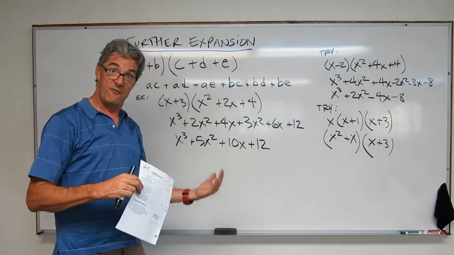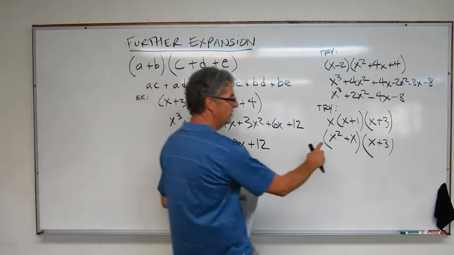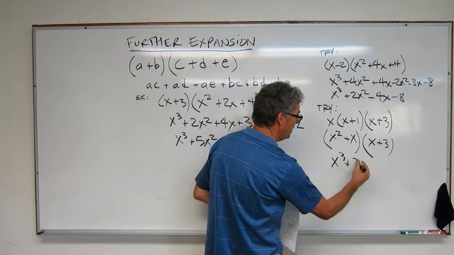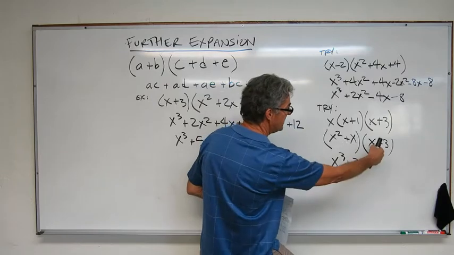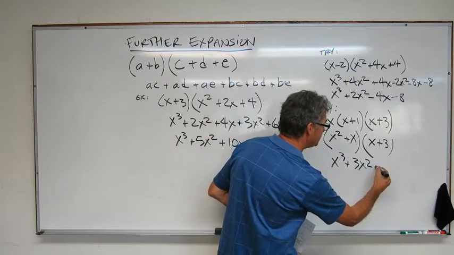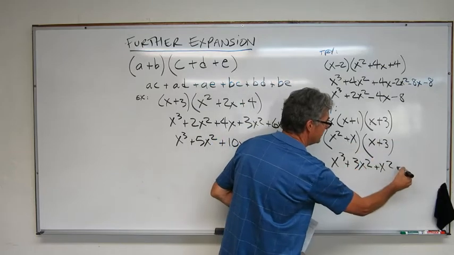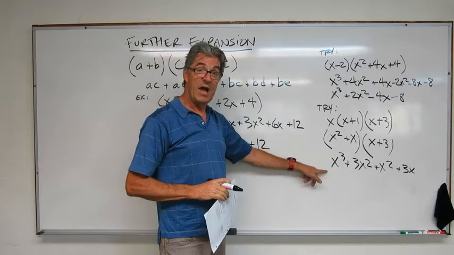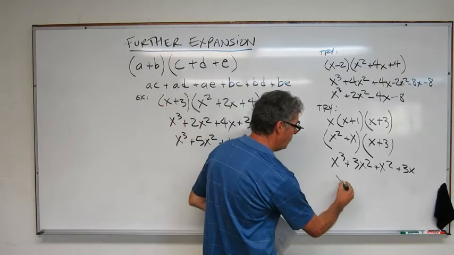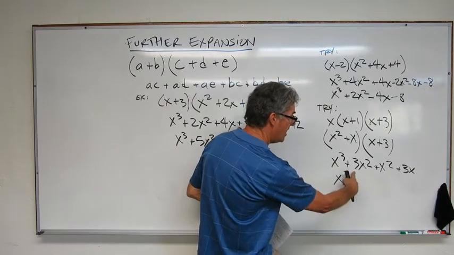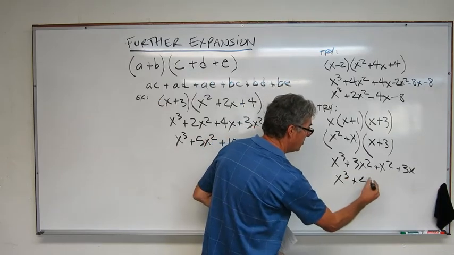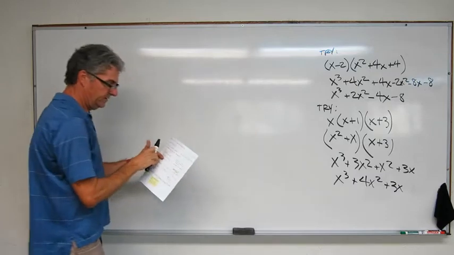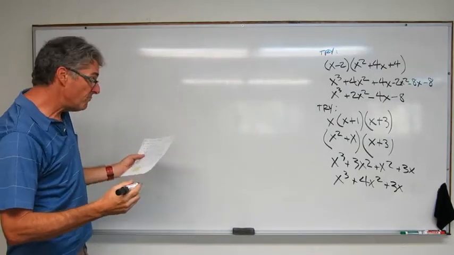So now I have a FOIL problem, right? It resolved down. So x squared times x gives me x to the third. X squared times 3 gives me a plus 3x squared. X times x gives me a plus x squared, and then x times 3 gives me a plus 3x. So that's the step that comes from FOILing. And now I have some combining to do. I only have 1x cubed, but now I can combine my 3x squared with one more x squared for 4x squared plus 3x. Okay? Okay, let's try one that's even a little bit more challenging.